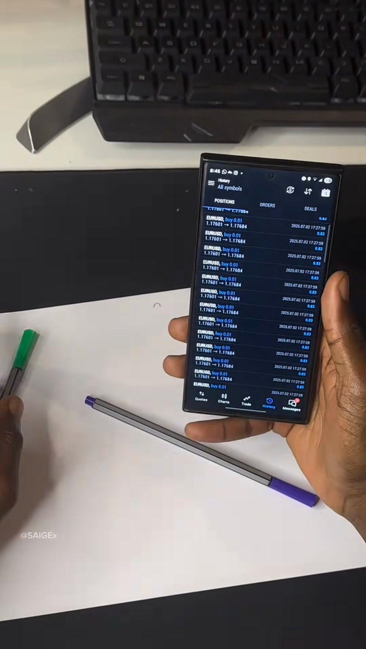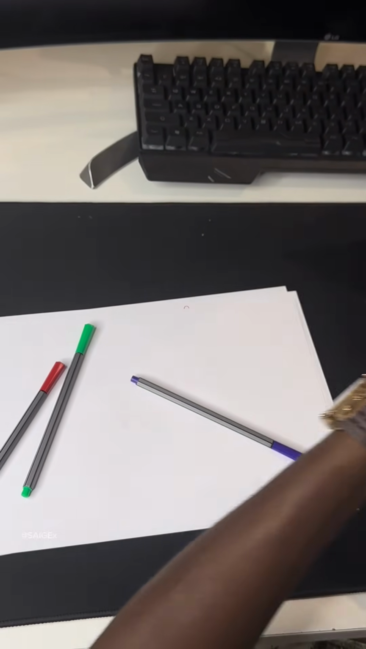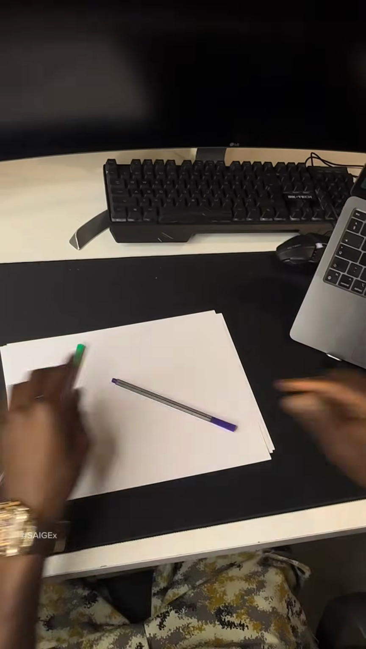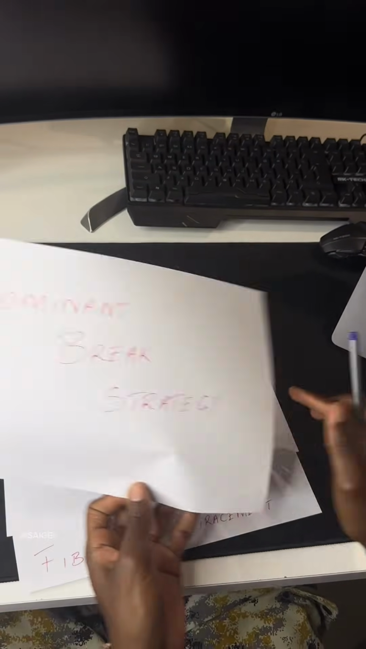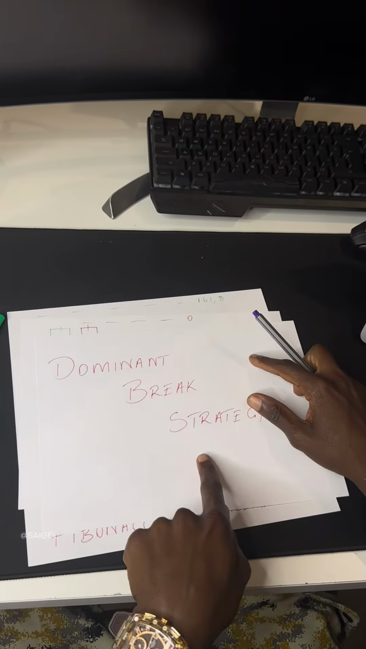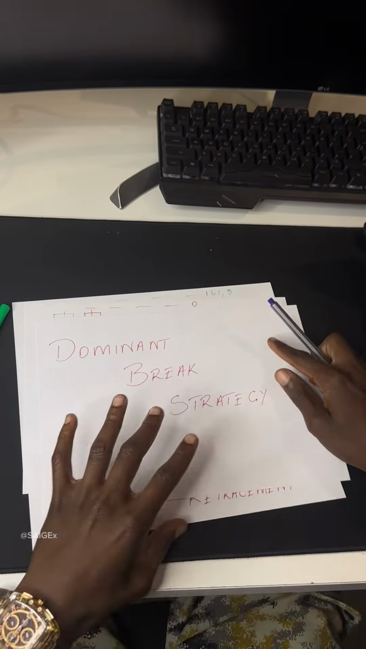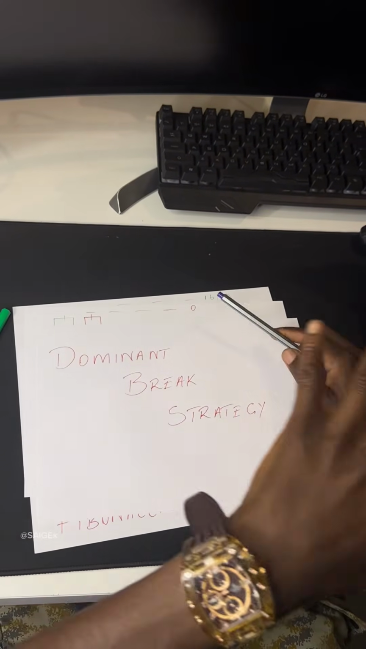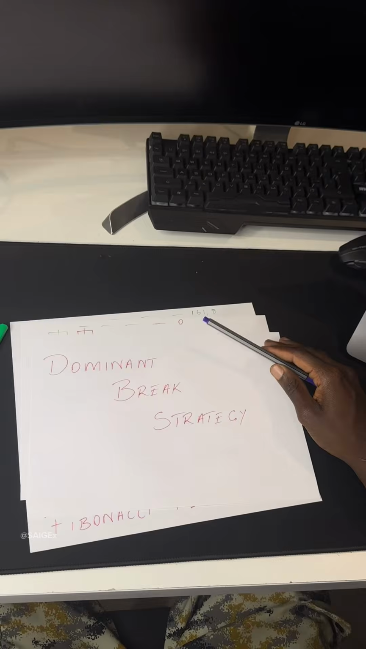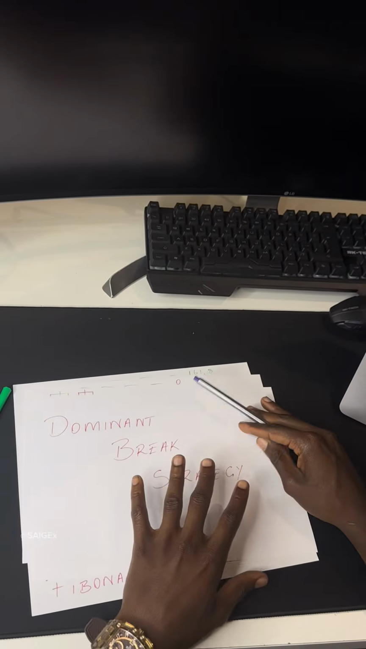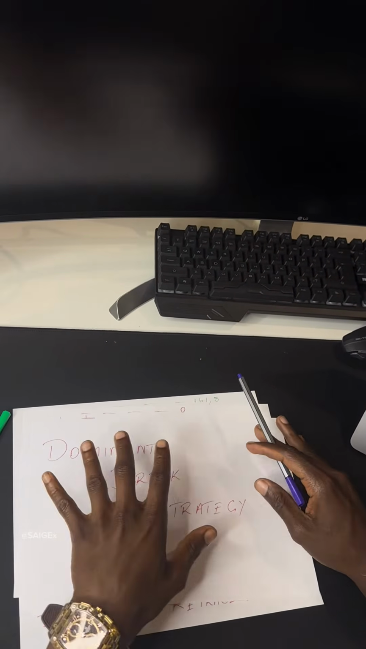Without wasting your time, let me show you this strategy. Let me put this back on here. This strategy is called the dominant break strategy. If you're a beginner, this is the easiest strategy which you can use in the book. Stop looking everywhere for this strategy, because I'm going to tell you in detail what you're going to be doing.